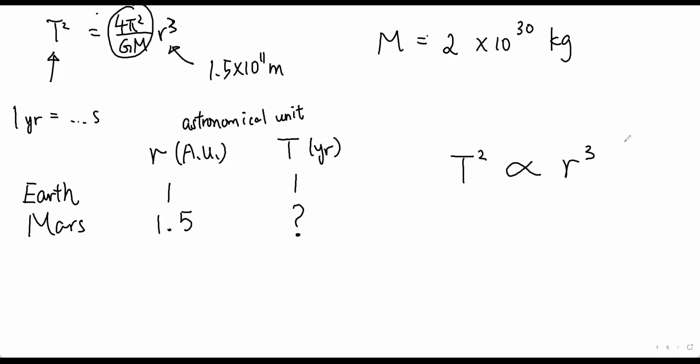So then, for all the planets, how many planets are there in the solar system? 8. For all the 8 planets in the solar system, still 4 pi square over GM is a constant. That means T squared is proportional to R cubed. Then we can write it like the period of Mars divided by the period of the Earth squared equal to the radius of the Mars cubed divided by the radius of the Earth cubed.